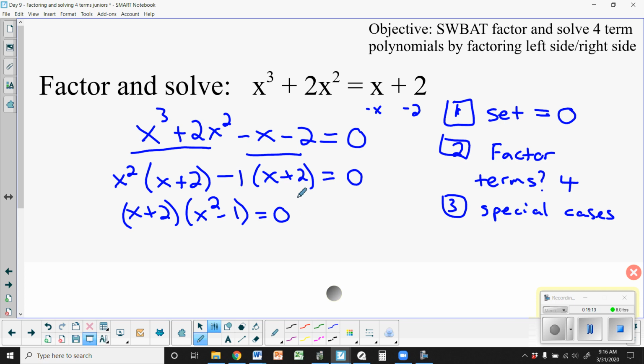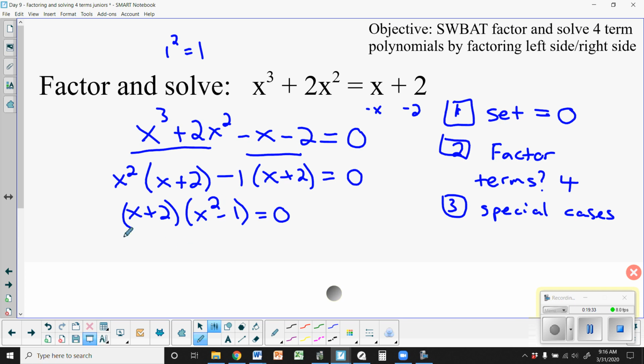All right, so do we have special cases? x plus 2, not a special case. x squared minus 1. That's right, this is also a special case. x squared minus 1 is x squared minus 1 squared. Remember, 1 squared equals 1. That's something that we kind of forget sometimes.